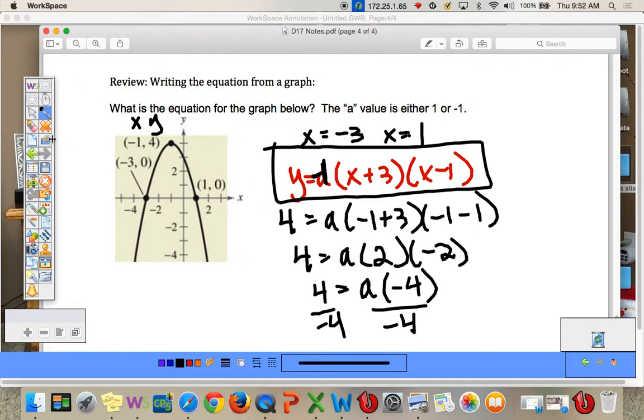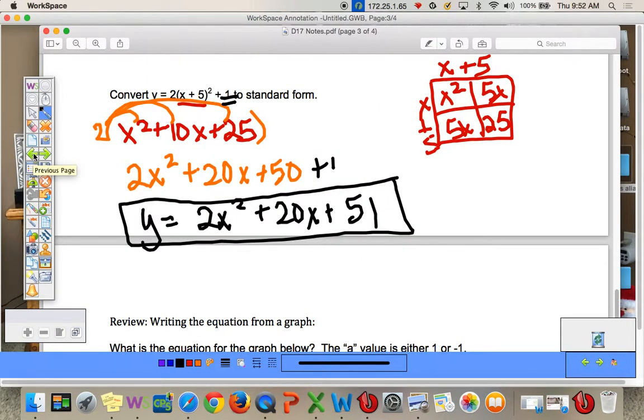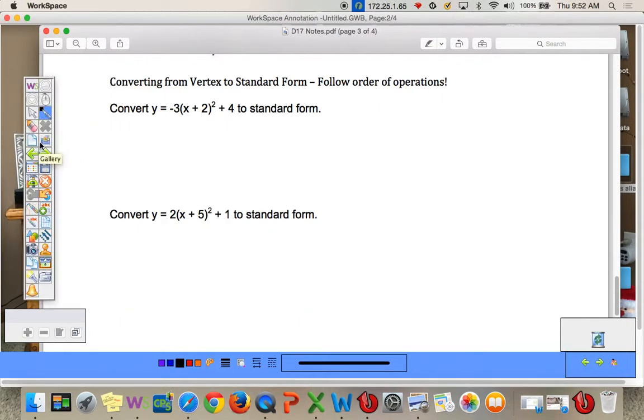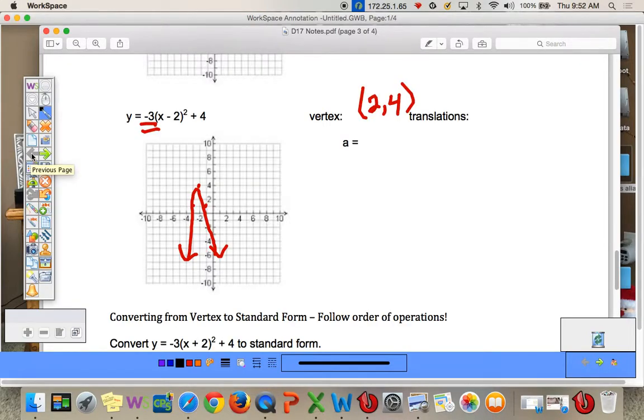So 3 parts to today's assignment. You might have some review problems like this equation one. You'll have to multiply this out and use order of operations to write the standard form. And you have to be able to tell what the vertex is of a graph.